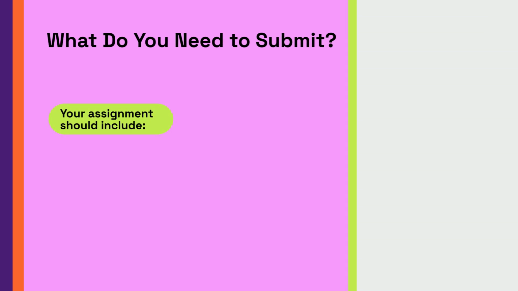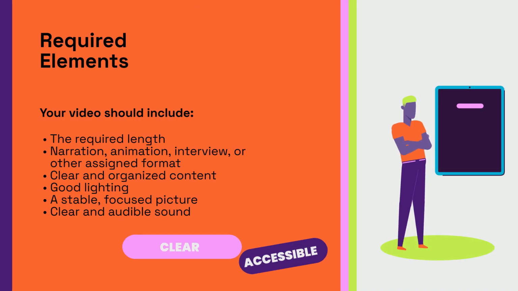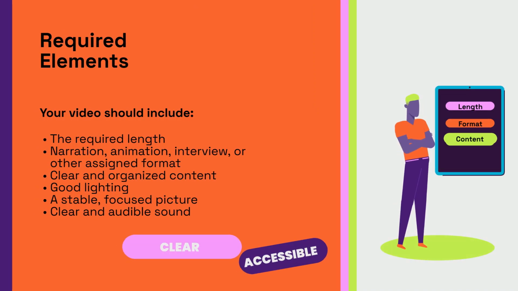Before recording, prepare a storyboard, outline, or set of speaking notes. Your final submission should include the planning document, the completed video, and a written transcript of the spoken content. Review the instructions carefully before you begin. Confirm the required length and whether the video should include narration, animation, an interview, or another specific format. Make sure the information is clear, relevant, and logically organized.